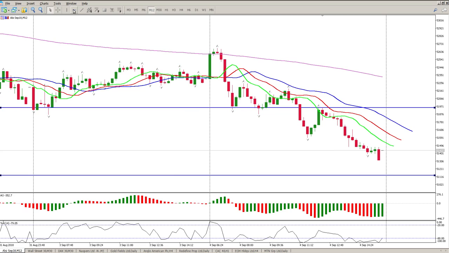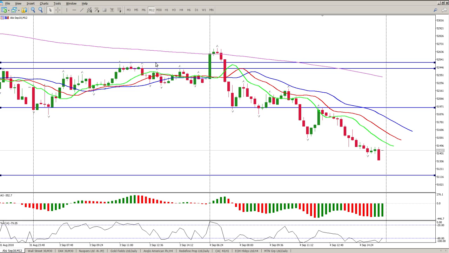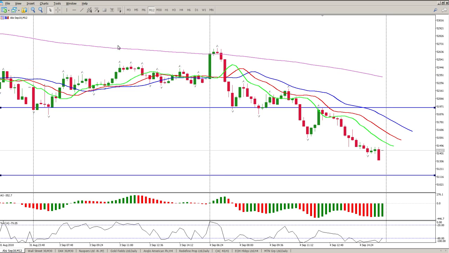Okay, so what was I looking for yesterday? I was looking for a break of... right, let's rather use a square, sorry, just get rid of that, so we can differentiate between the levels and break. Okay, so we were looking at a break of either this fractal or the fractal to the downside.